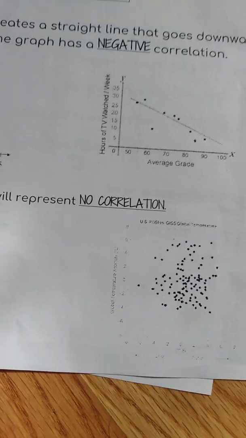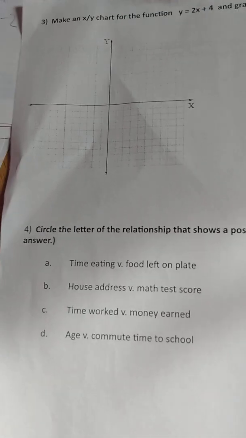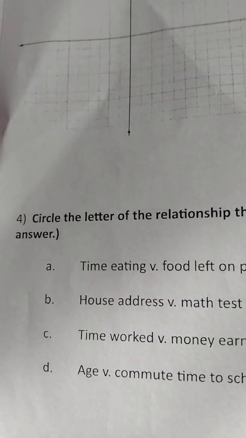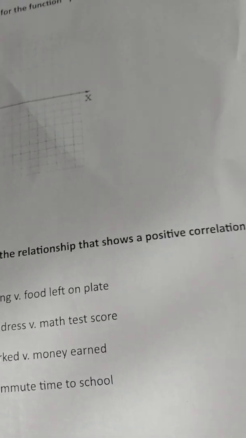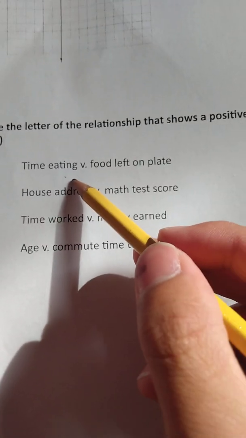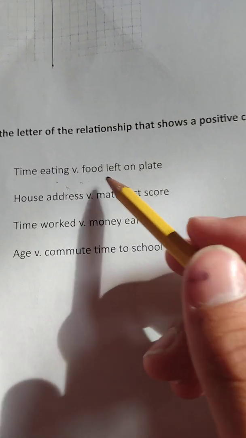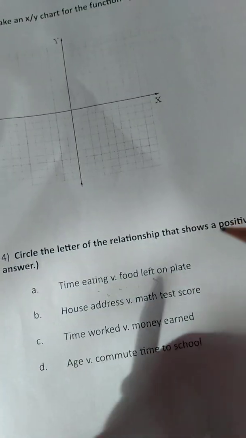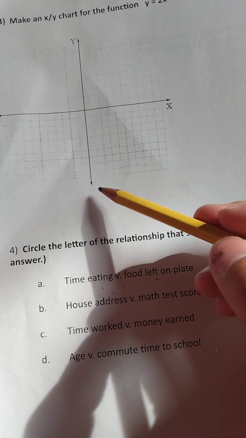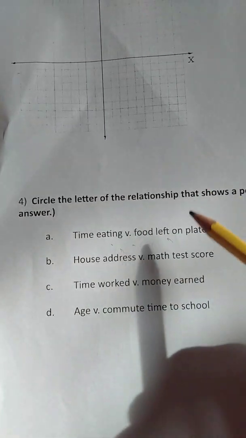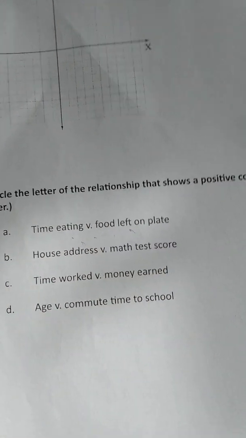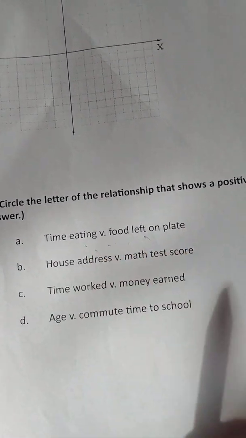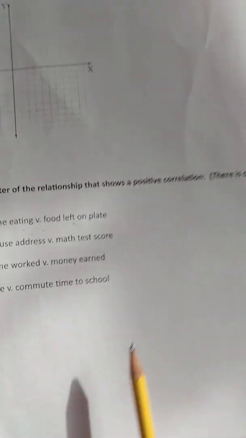Like for example, circle the letter of the relationship that shows a positive correlation. Try time eating versus food left on the plate. So if this is time eating right here on the y-axis and food left on the plate for the x-axis, no, I don't think it's actually a positive correlation because one is going up, one is going down. Time is going up, the food is going down.